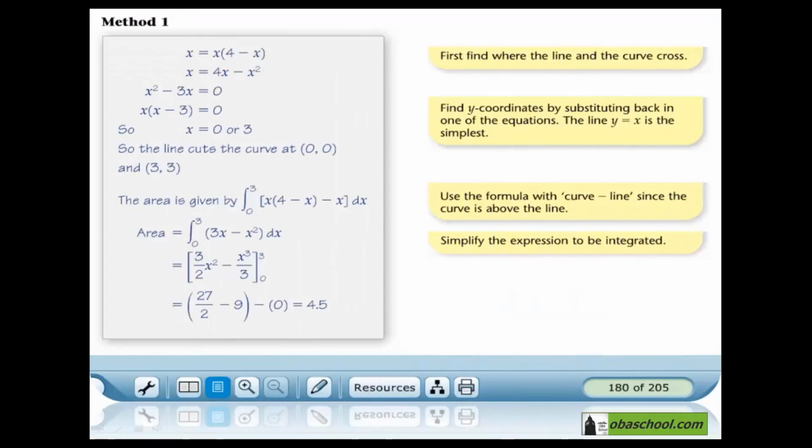Look at the description. First, find where the line and the curve cross, which is the intersection. So the line cuts the curve at (0, 0) and (3, 3). We only care about the values of x and not y. The area is given by the integral y1 minus y2. So we use the formula with curve minus line since the curve is above the line. Then we simplify the expression in order for it to be integrated. And finally, we found the area, which was 4.5.